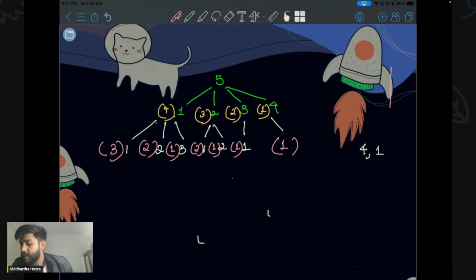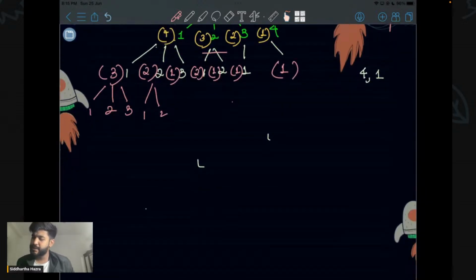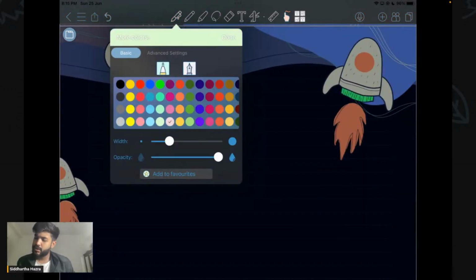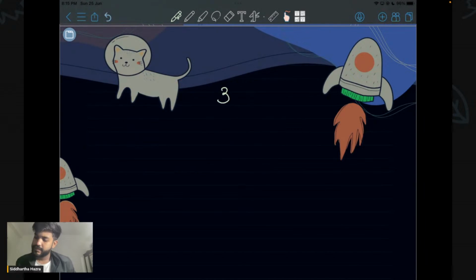Now what I can do is from 3, I can again go to something like 1, 2, and 3. From 2, I can go to 1 and 2. Okay, I messed up kind of. Let's make a small one. This is getting really messed up. Let's make a small one like 3. Let's just take a value 3. This would be more appropriate.